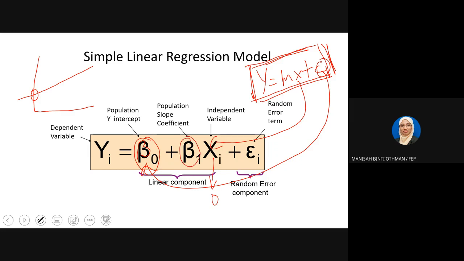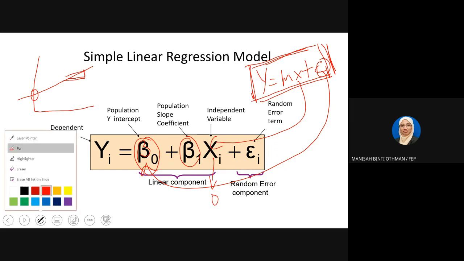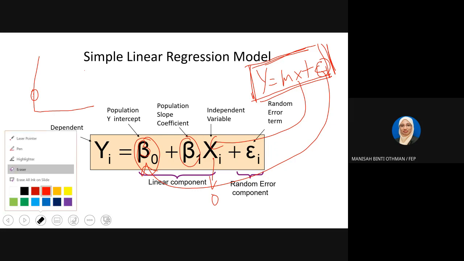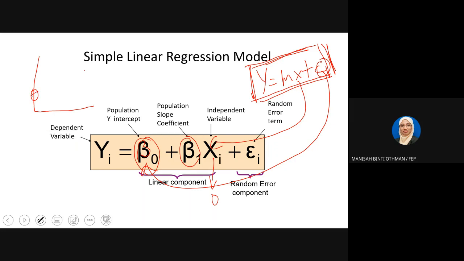And then this is a slope, beta 1. This is for population. So beta 1 is the slope for this graph. Later I will show you how to calculate this, okay. So this is slope and this is the x value.